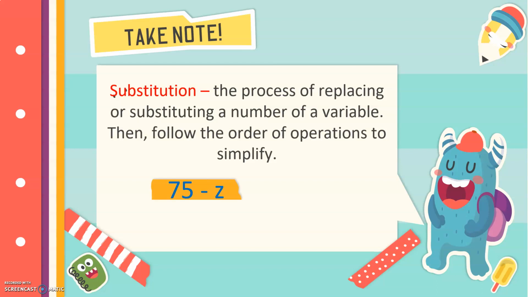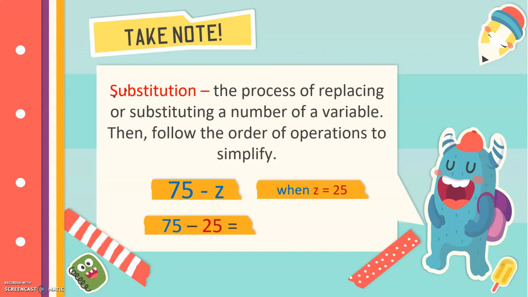For example, if we have 75 minus z, and it's given that z is equal to 25, we will have it as 75 minus 25. Again, it's given that the value of z is 25, so we just have to replace z with its value, which is 25. So 75 minus z is equal to 75 minus 25, and that will give us 50. So the value of the expression, or the simplified form of the expression 75 minus z, when z is 25, is equal to 50.